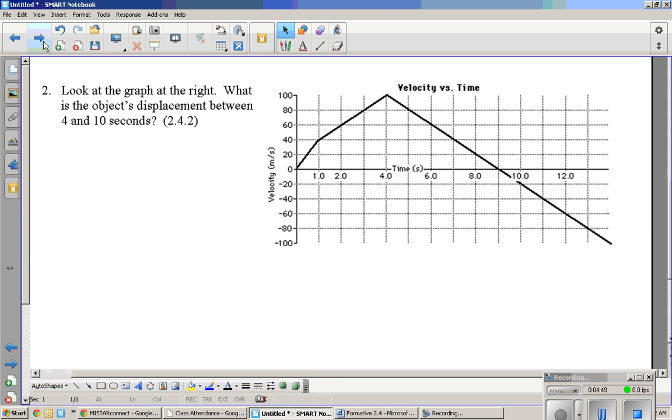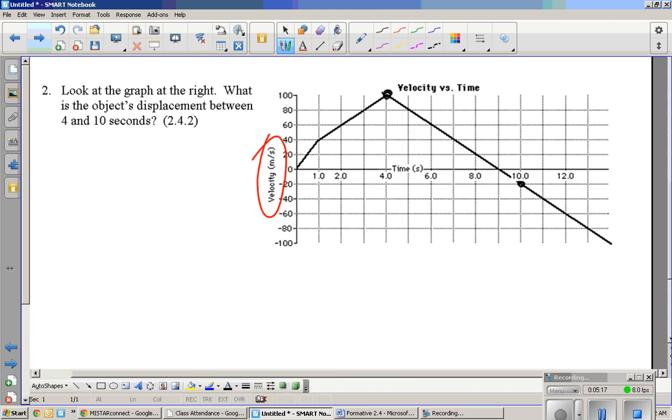All right, next question. Look at the graph at the right. What's the object's displacement between 4 and 10 seconds? If you got an answer of negative 120, then you made the mistake of thinking this was a position time graph. A lot of times people do that. They go, oh, I'm just going from 100 to negative 20, so that's negative 120. That would be the displacement if this was a position time graph. But it's not, it is a velocity time graph.